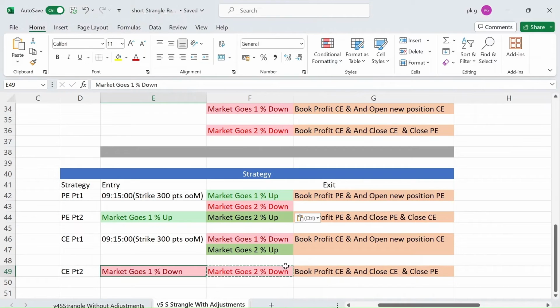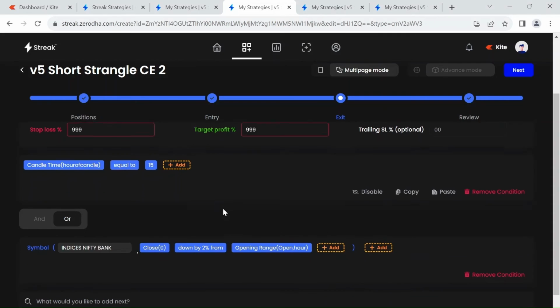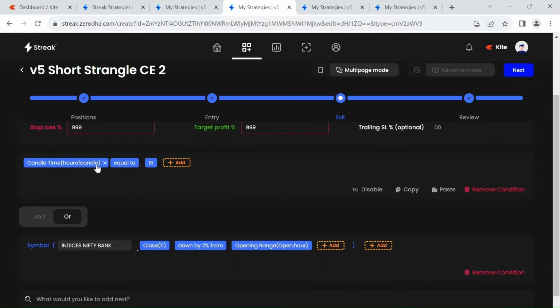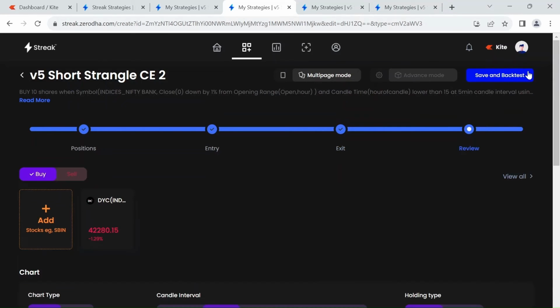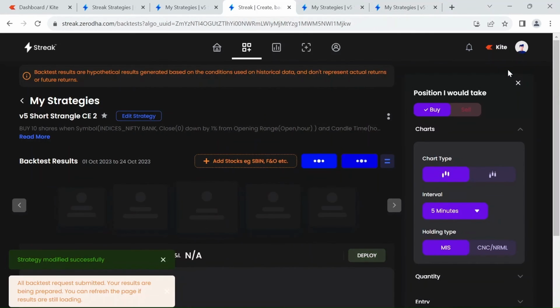And exit for this one becomes market goes 2% down. So either the hour of the candle is equal to 15, that is, it is 3 o'clock, or Bank Nifty is down by 2% from the opening price. And that is CE part 2.